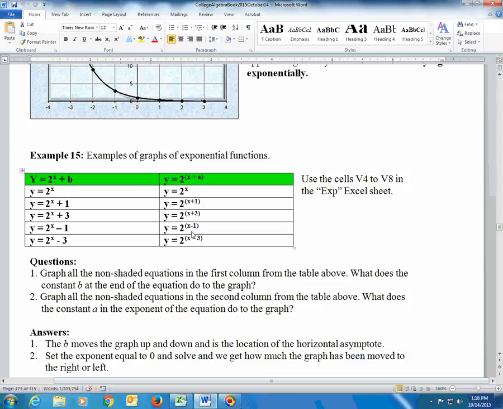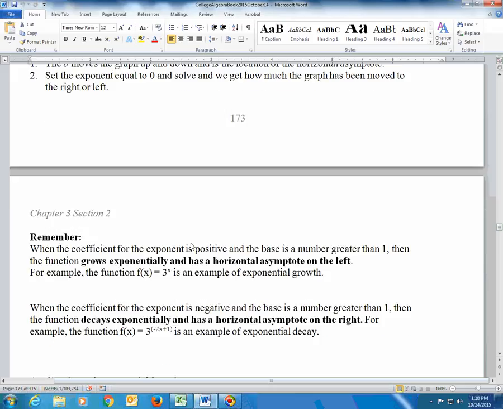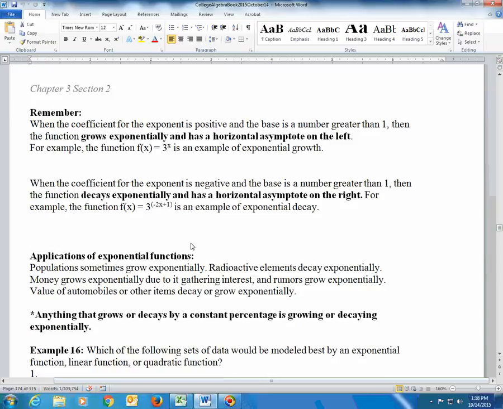This one, when you set this equal to 0, you get 1. That means it's shifted to the right 1 unit. And this one, x minus 3, if you set that equal to 0, you get 3. Means it's been shifted to the right 3 units. And that's pretty much your graphs of exponential functions right there.